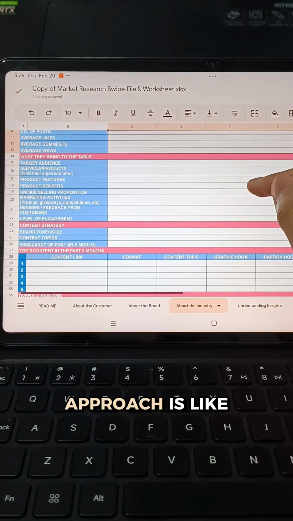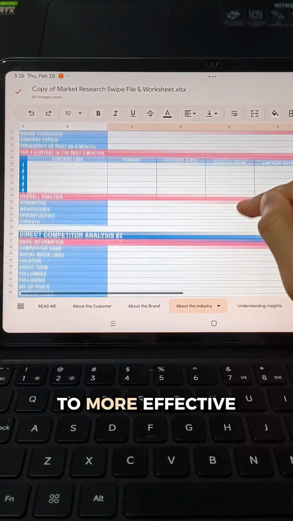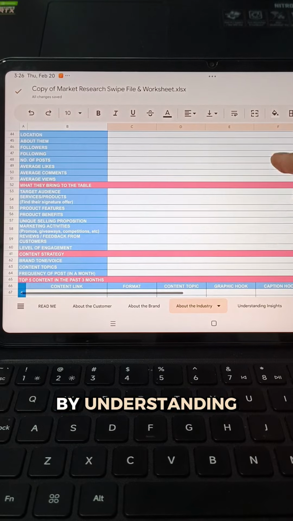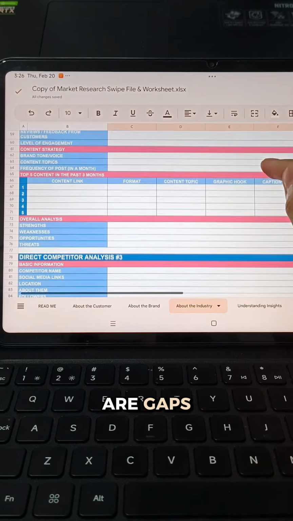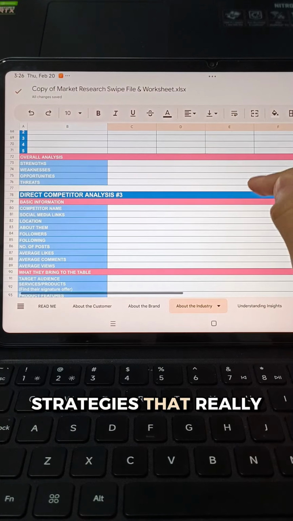This structured approach is like having a roadmap to more effective marketing. By understanding what already works and where there are gaps, we can craft strategies that really hit the mark.